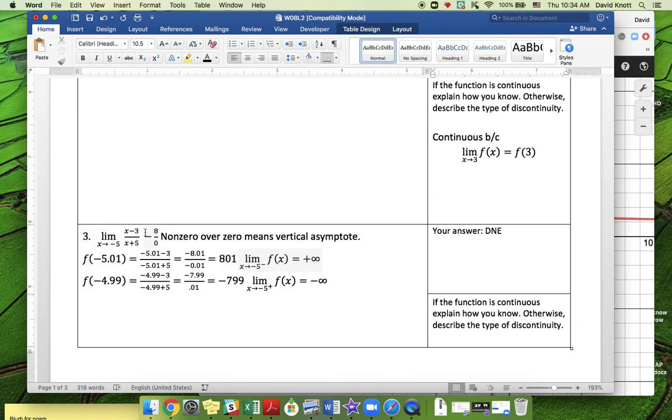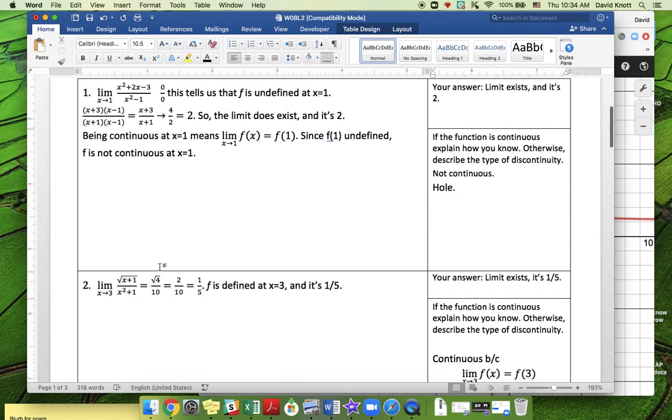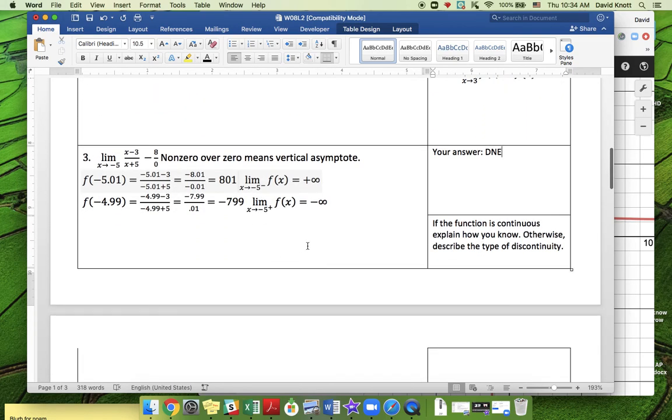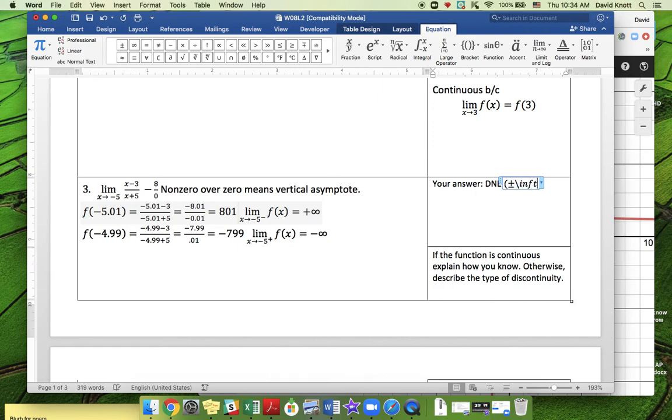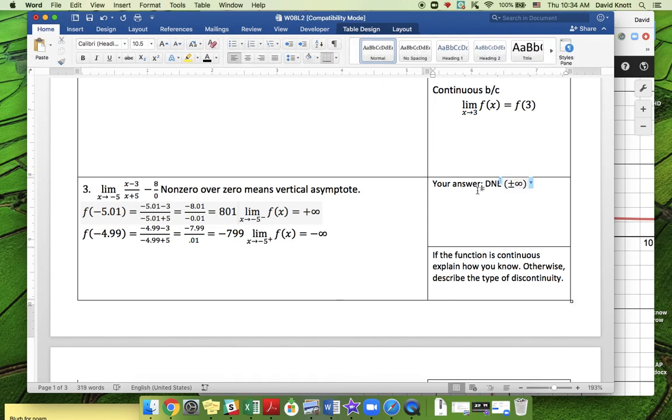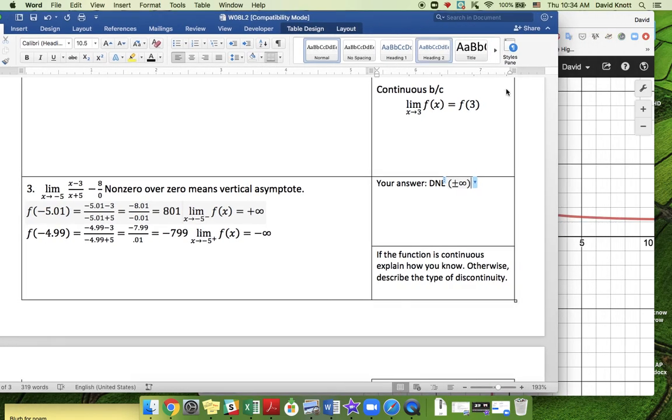This limit is not approaching any particular number, like, say, 1/5 or 2. It's just blowing up, right? So it doesn't exist. And in particular, we write does not exist plus or minus infinity, indicating that on one side of the vertical asymptote, the function goes to positive infinity, and on the other, it goes to negative infinity.